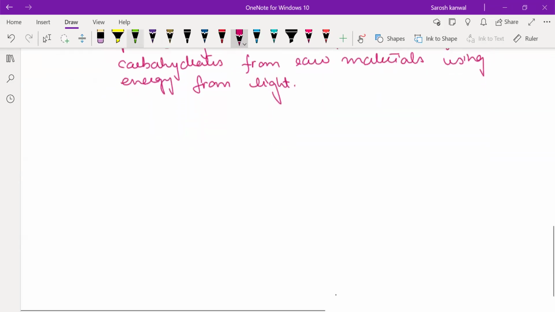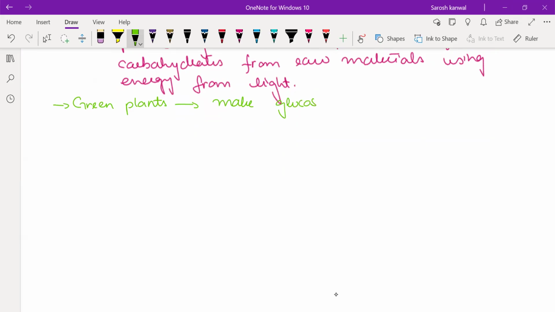And we know that the green plants make glucose, right? And they make glucose from the raw materials. And what are those raw materials? Those raw materials are carbon dioxide and water as well. So we have carbon, oxygen, and hydrogen in carbon dioxide and water.